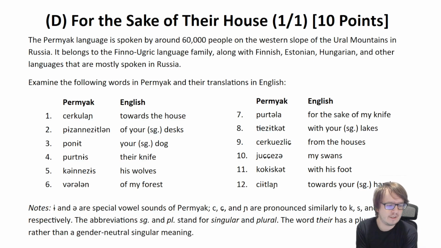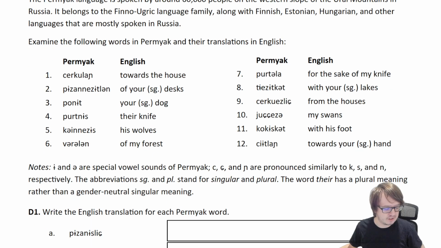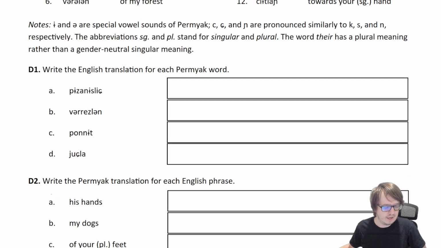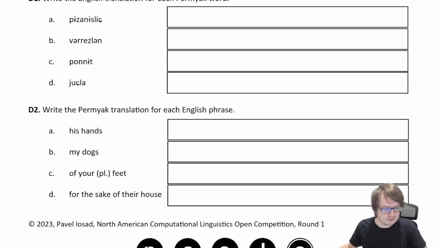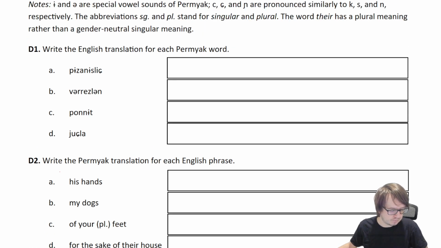Today we're going to be looking at the language Permiac, seeing some words in that language, looking at their English translations, and then using that knowledge to figure out how to translate more words from Permiac into English, as we can see in question D1, and then from Permiac to English in D2.